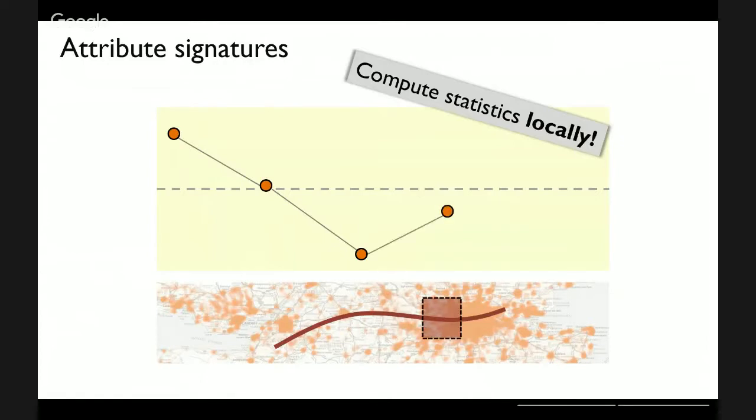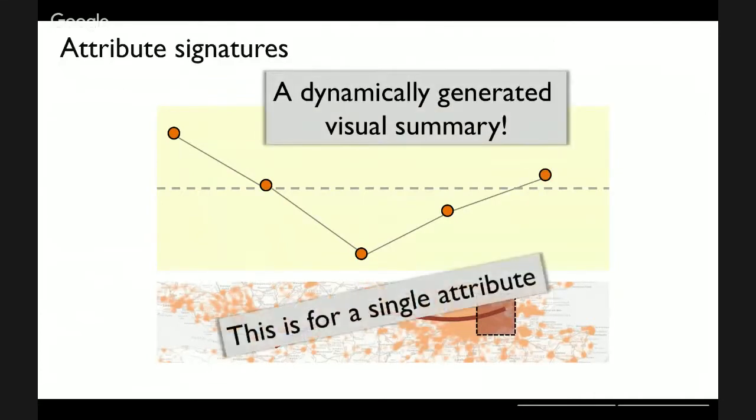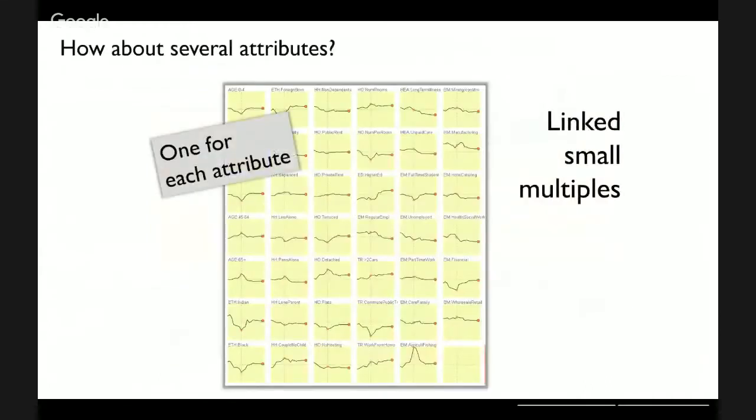And then the result of this process is a dynamically generated visual summary for a single attribute, in this case the unemployment rate. And the yellow visualization is a visual summary of what the user has defined as an area of interest. So we create, of course, one for each of these attributes. If you remember, we had 41 of those, and this gives us these visual summaries over space.